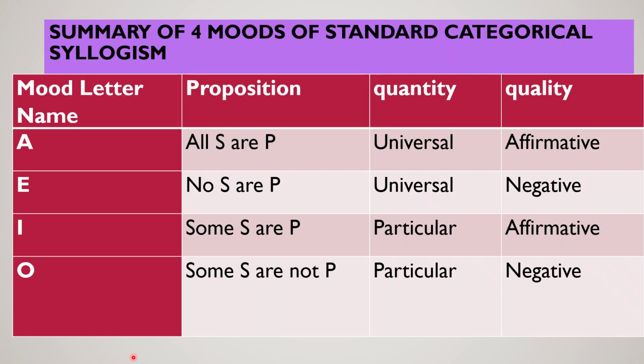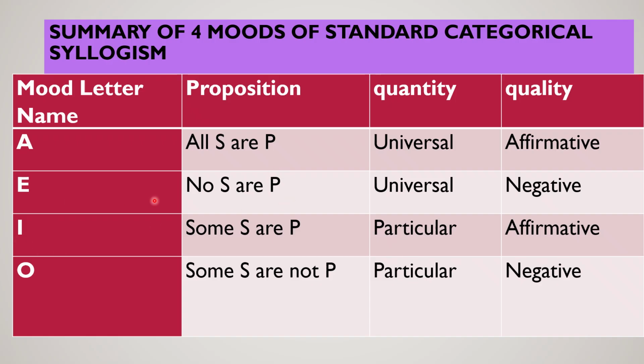Okay, let us now remind ourselves about the summary of the forms of standard categorical syllogism that we first of all discussed in the first episode. Remember we said whenever you see A, it is a mood letter name where the proposition is a universal affirmative, or all S are P. For example, when you say all cats are black. Whenever you see letter E, it requires you to create a proposition or a premise where no S are P, a universal negative, rejecting that any subject is in the predicate.